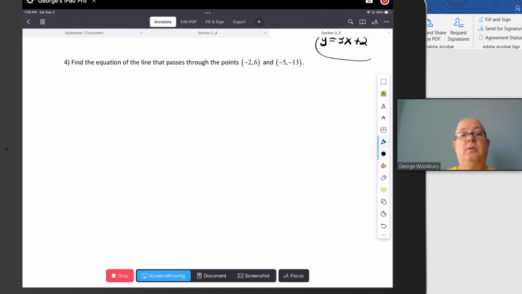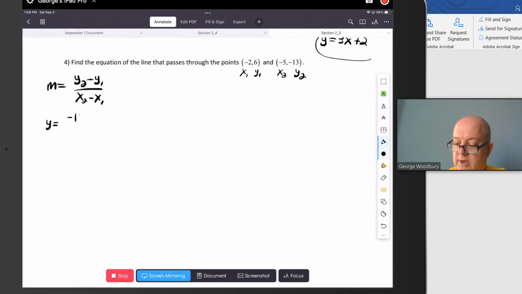The other problem, now we've got some negative coordinates, so we have to be a little careful here. This time we're going through -2, 6, and -5, -13. I'm going to label those for the slope formula, x1, y1, x2, y2. And here, again, it doesn't matter which form of the line you're going to use, you still have to find the slope first.